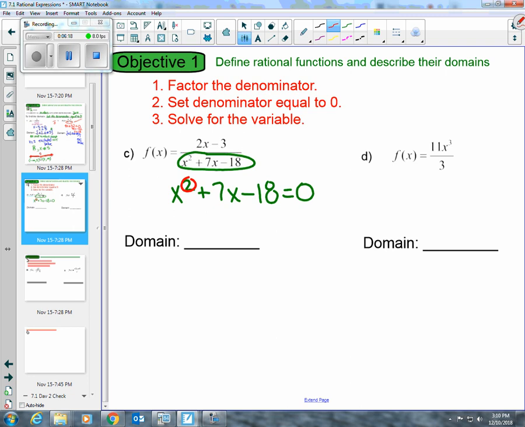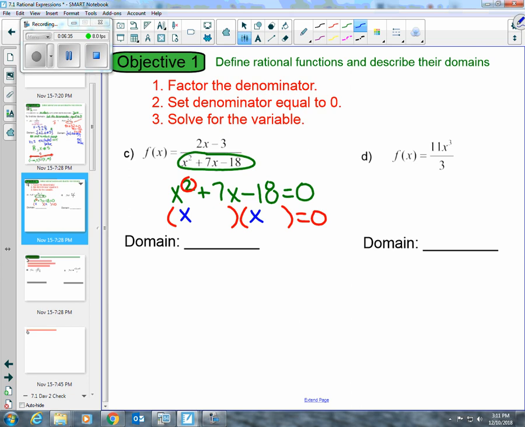So we want to see what factors make this true. What makes the bottom 0? We're just going to see if we can factor that and get those two solutions. So let's remember our factoring. We're thinking about undoing FOIL. What would you multiply times itself to give you x squared? Well, that would be x times x.